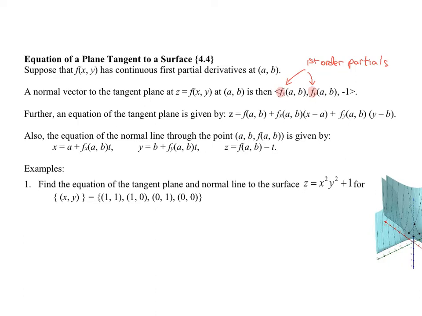Further, an equation of a tangent plane is given by this. You see here we have just that naked f, the original function, evaluated at a and b. So you have the recipe for the tangent plane, it's very easy. But if you want to know where all this is coming from, go to the activity that I'm posting in a little bit. The equation of a normal line through the point is given by these functions, but that's not what the first part of the question is asking, so we'll focus on tangent planes first.